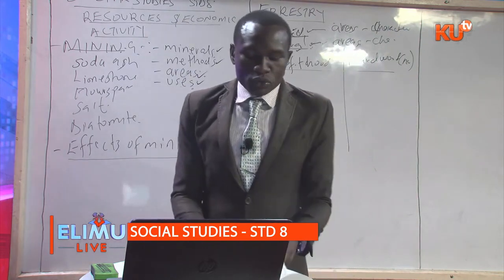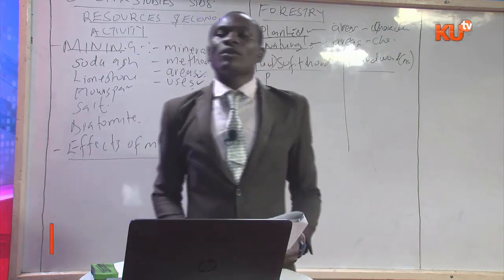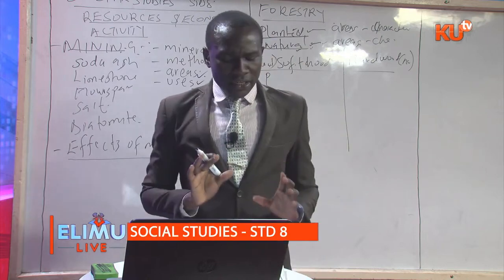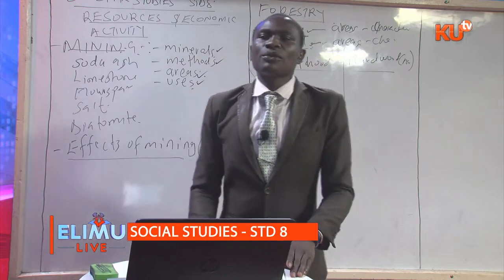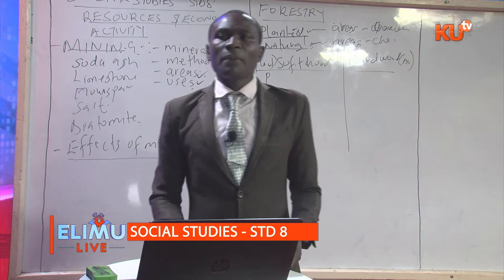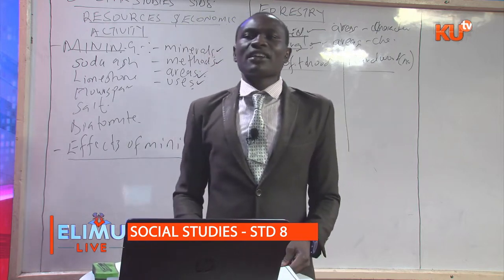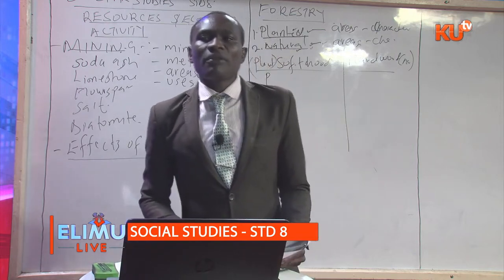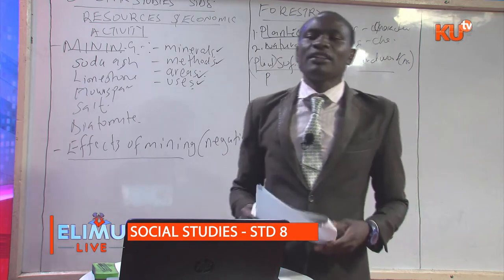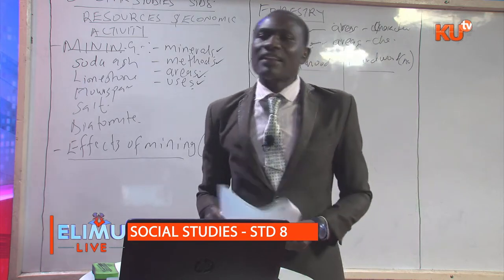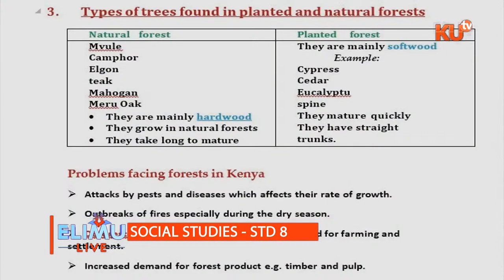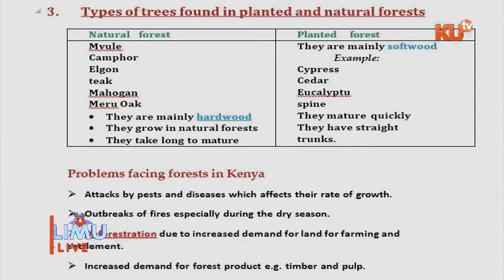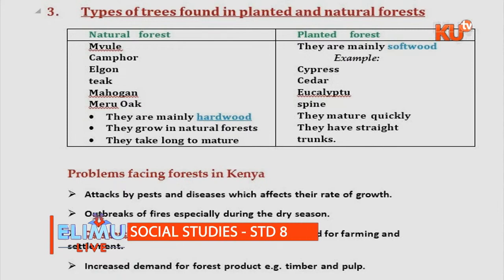Let us look at types of trees now found in the planted and natural forest. In the natural forest, we have trees such as mvule, camphor, mahogany, Meru oak, among others. That is all about the hardwood trees. They are camphor, mvule, Elgon teak, mahogany, Meru oak. And we have said that they are mainly hardwood.